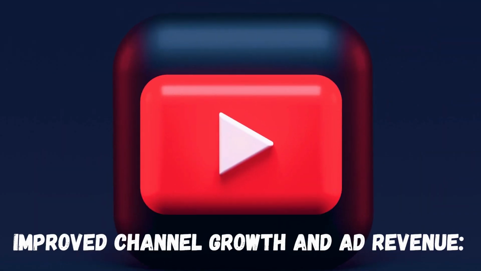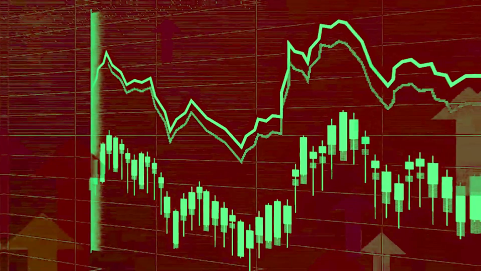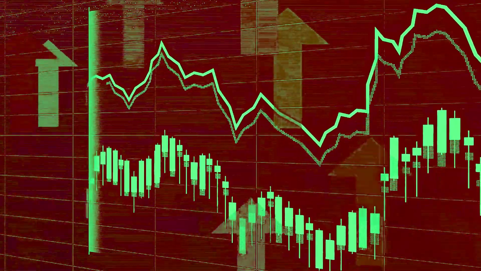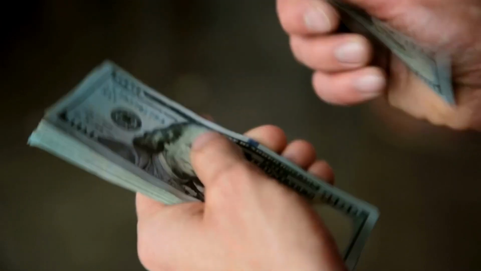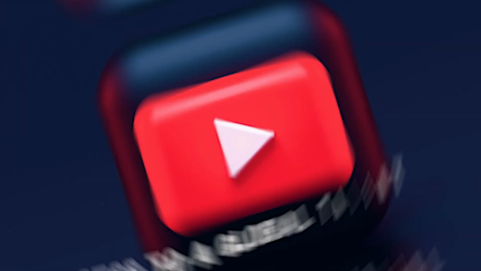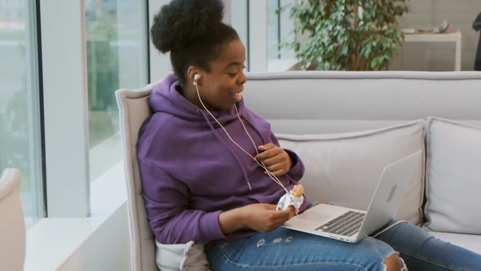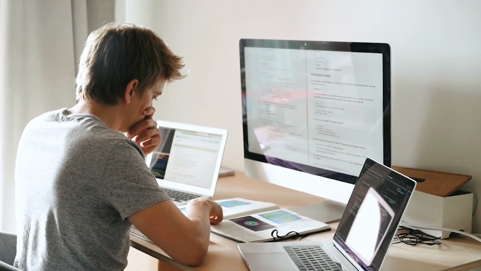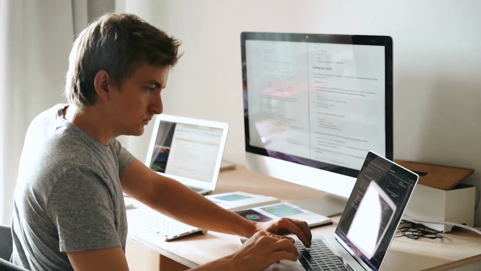Improved channel growth and ad revenue. With consistent uploads and a dedicated team working on content, YouTube automation can boost channel growth and increase ad revenue. As the channel gains more subscribers and views, it attracts higher-paying ads and sponsorships. Access to a global talent pool. YouTube automation allows creators to work with talented freelancers from around the world. This not only opens up opportunities to find skilled professionals at competitive rates, but also brings diverse perspectives and ideas to the table, which can further enhance the quality and appeal of the content.